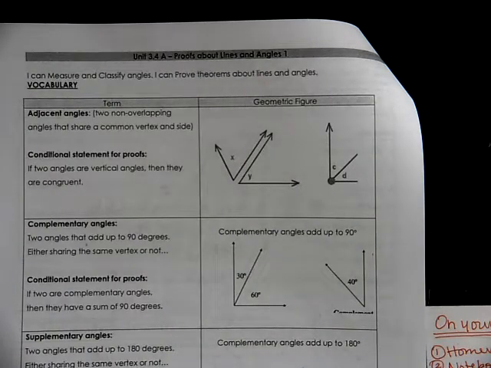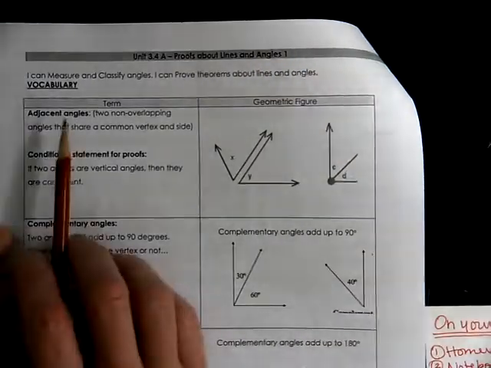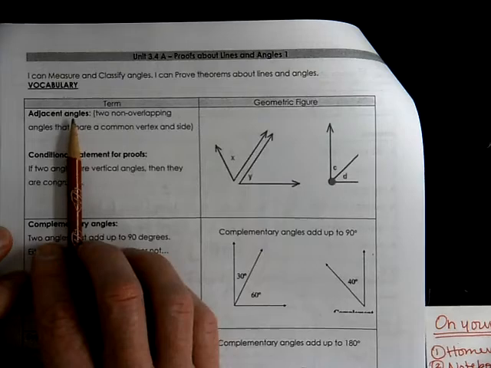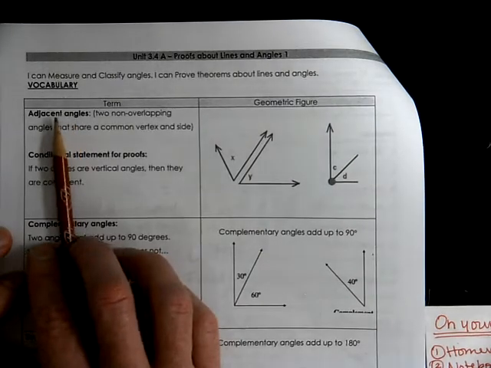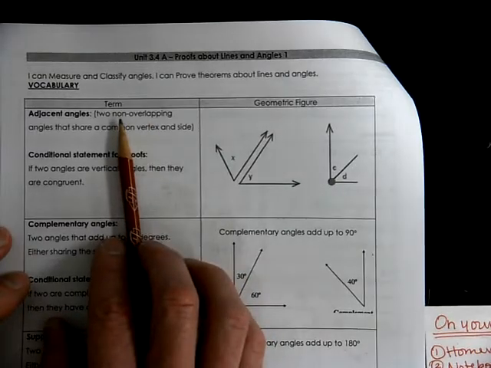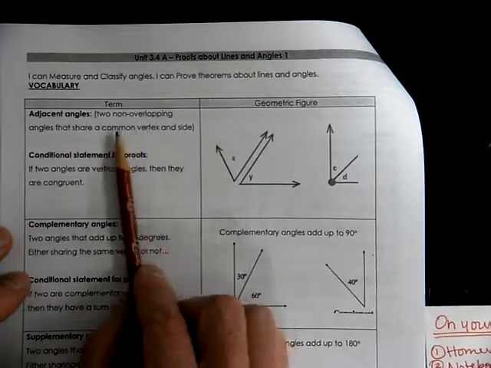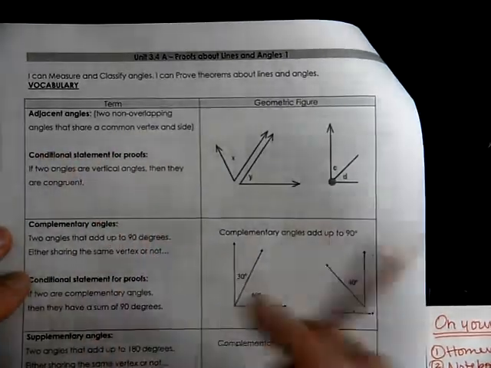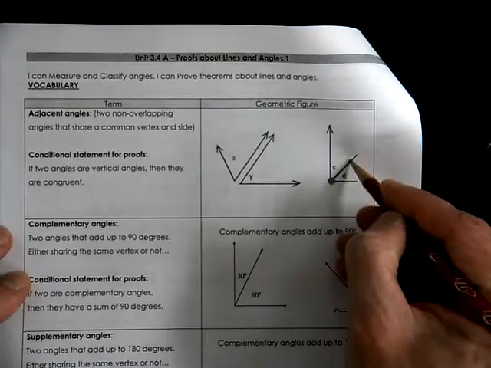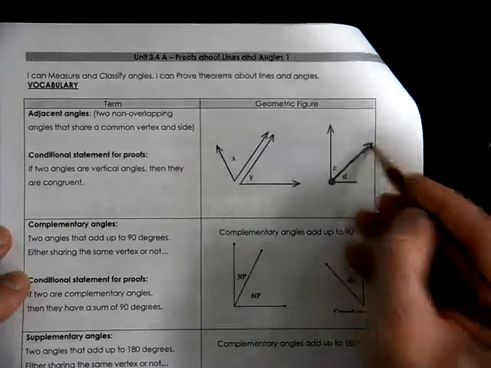This is Geometry, Unit 3.4, talking about proofs of lines and angles. The first vocab word we're talking about today is adjacent angles. Adjacent angles are non-overlapping. That means they don't share any common area. And they have to have a common vertex. They share a common side. Like this picture over here, they're sharing this common side.